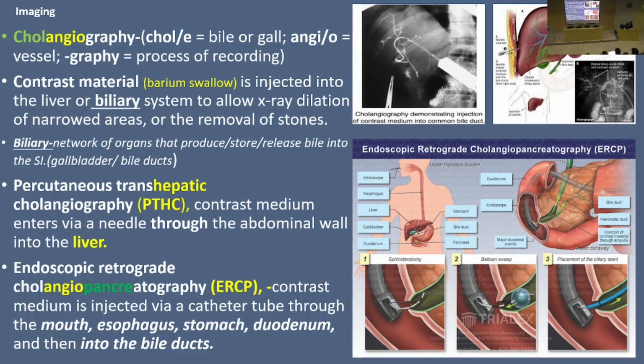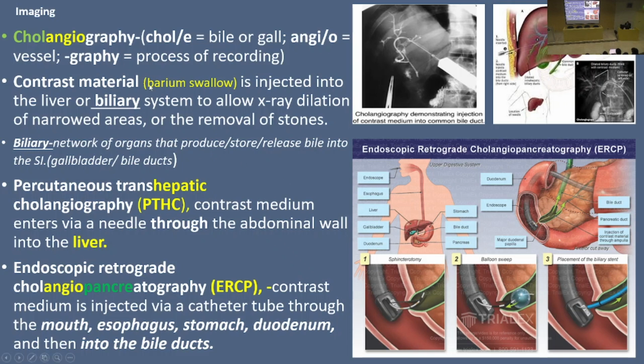So like I said, coal comes up a lot. Coal comes up a lot in this module. So cholangiography, obviously we know that coal is bile or gall, angie is the vessels, and graphy is the process of recording. So it's obviously a little bit more difficult and different from a colonoscopy. Cholangiography, you have to be able to get into those vessels. So how do you do that? It's a little bit more difficult.